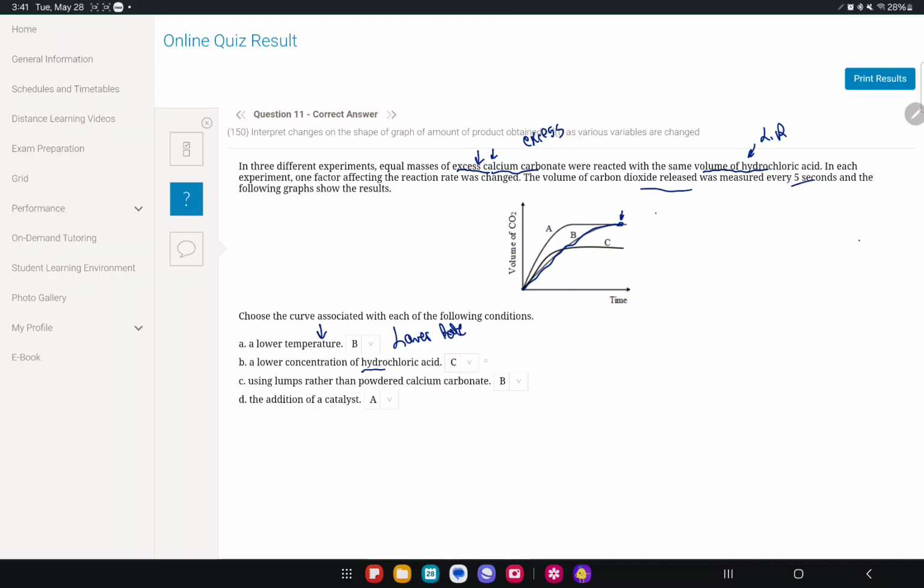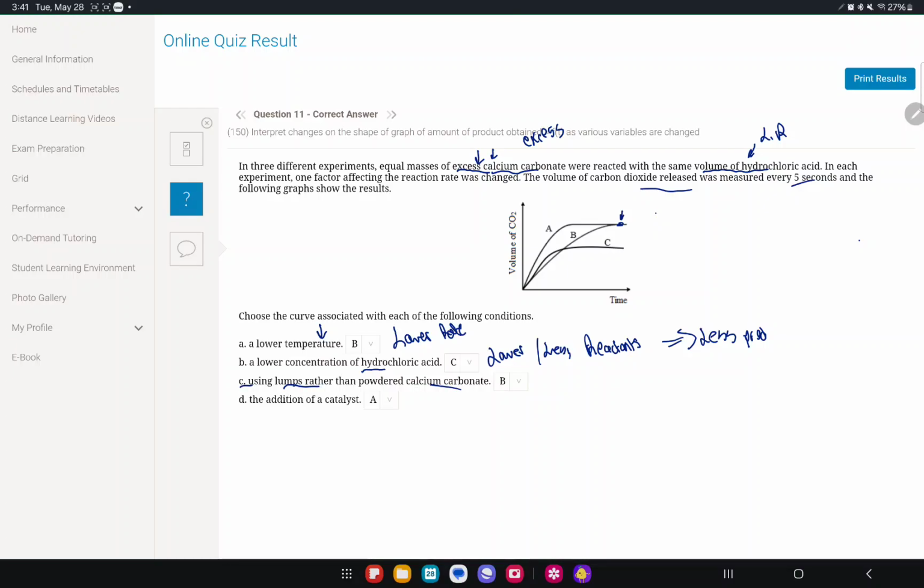Lower concentration of hydrochloric acid. Now we have less reactants. So what's going to happen? Less product. Which one is the less product? C.